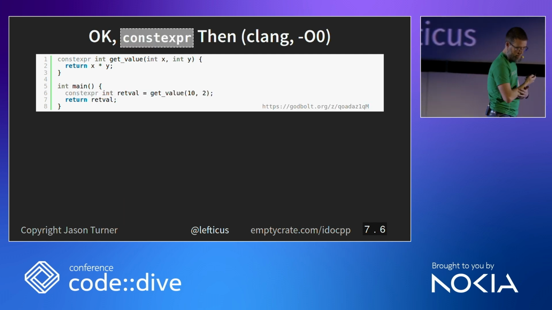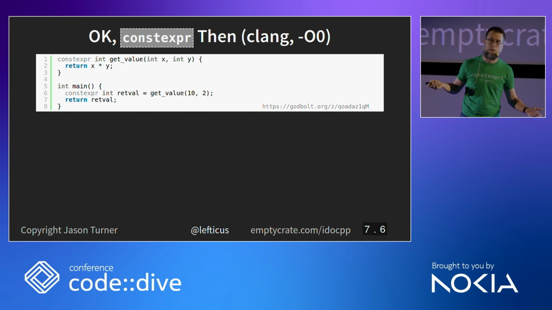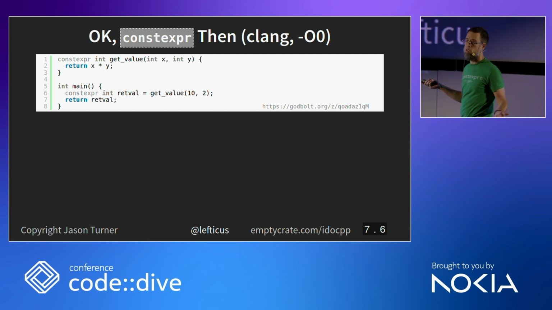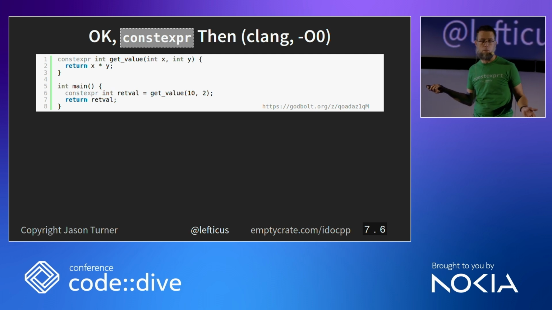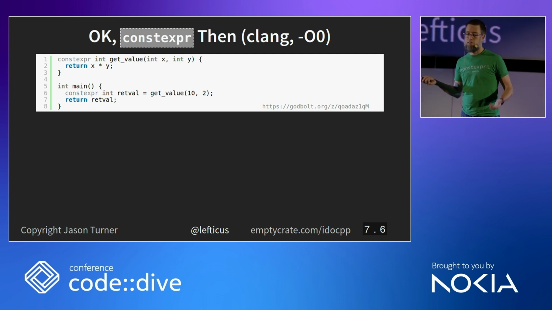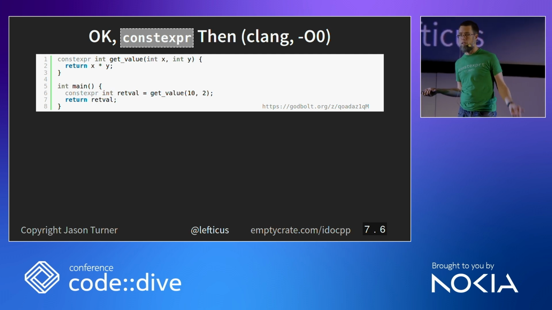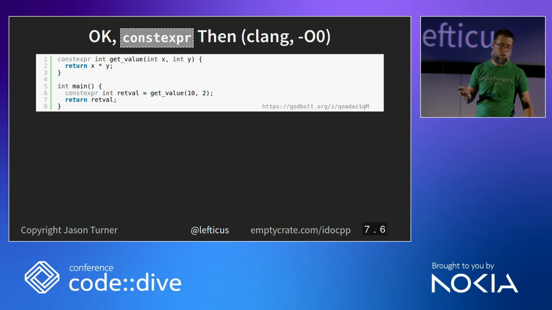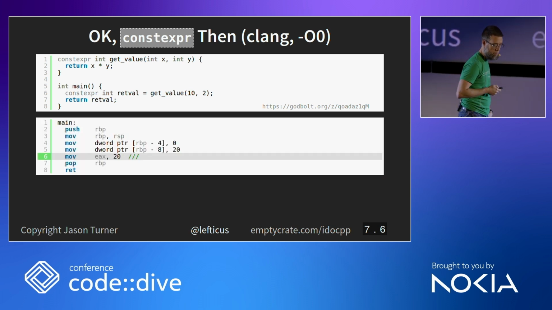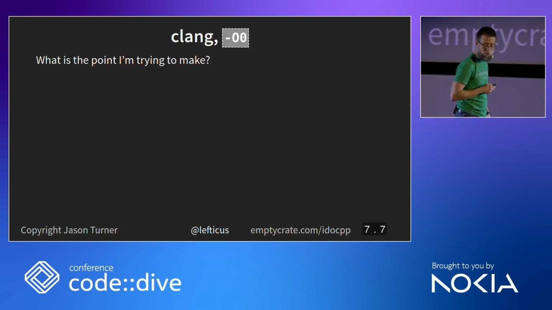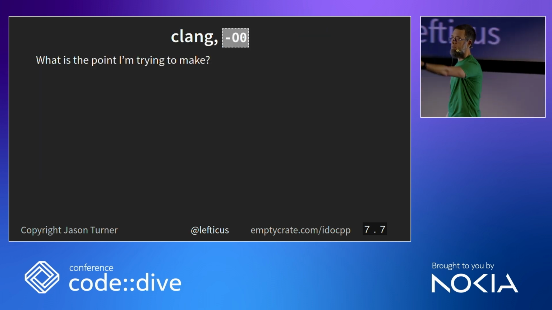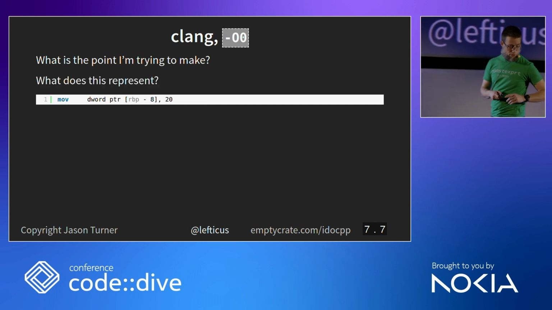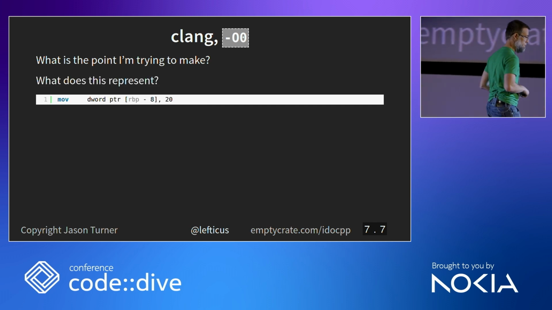All right, constexpr. I've made the thing constexpr. I think at this point, we know what it's going to do, right? It's going to evaluate this thing at compile time. It doesn't technically have to because it's not observable behavior, but it's going to. So what is the point I'm trying to make? The point I'm trying to make is this particular line of disassembly right here.